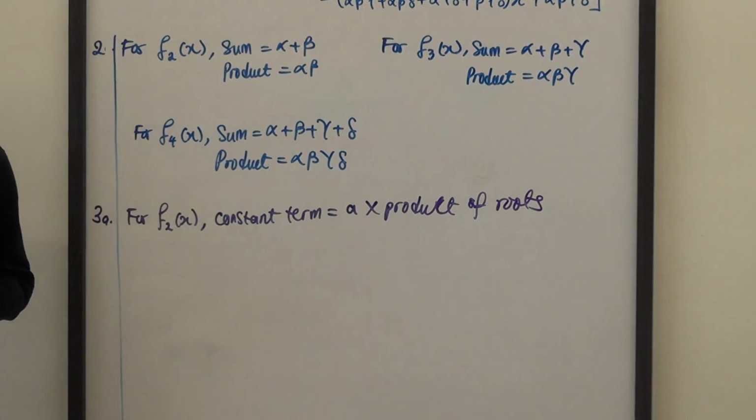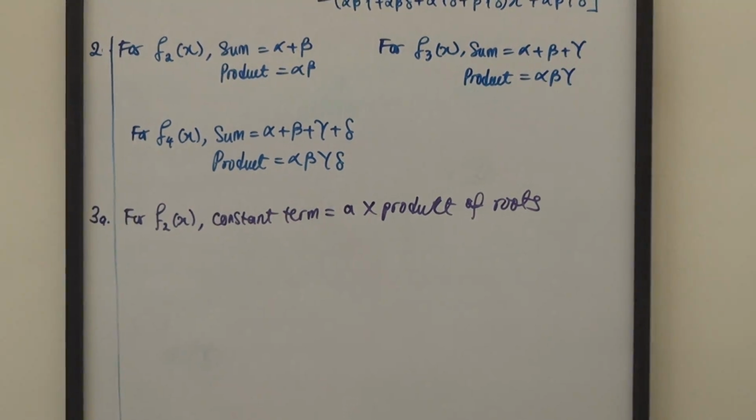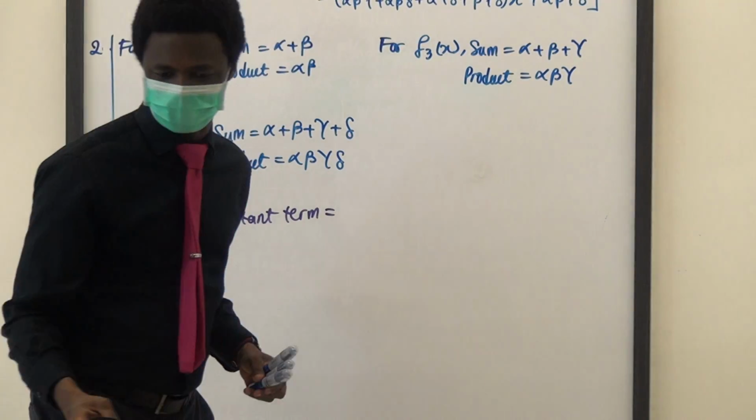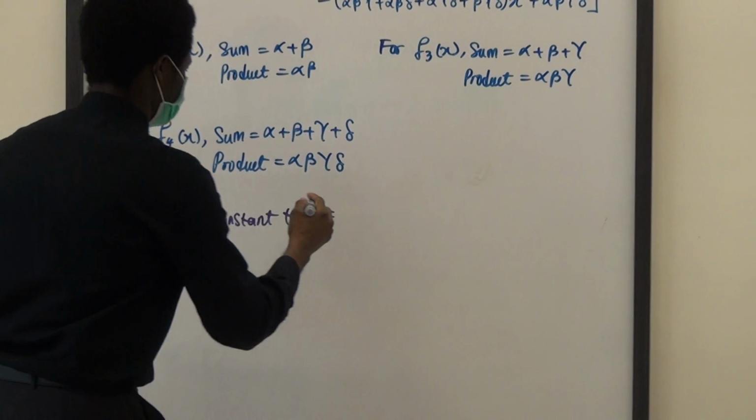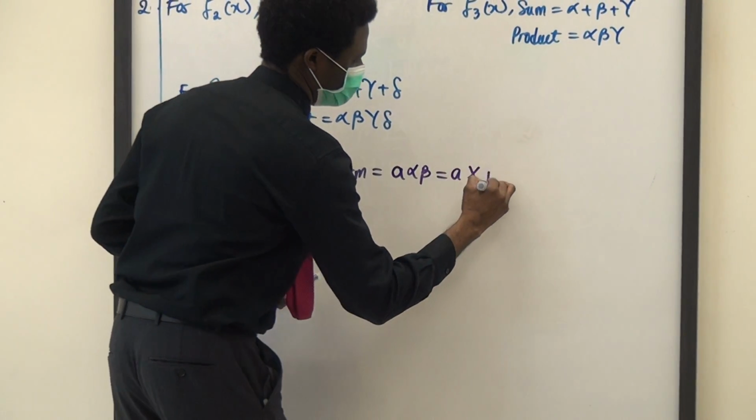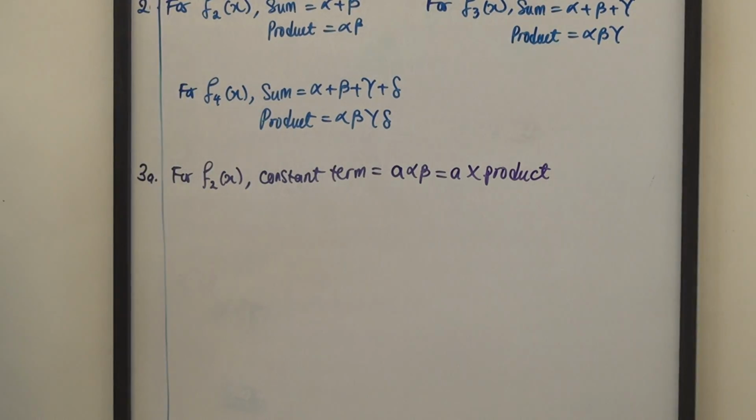Okay, something like that. Or maybe before this, like some of you did, you wrote out the constant term first. Then you wrote what that implies. If I may share this space. So you have A alpha beta, which means A times the product of roots. I just write products. By product, I mean product of roots.